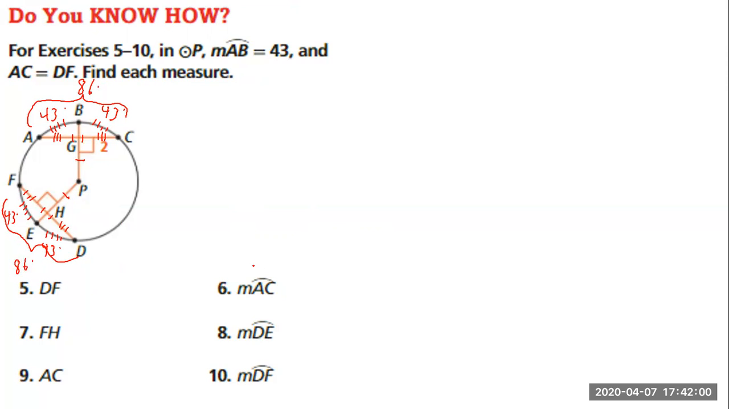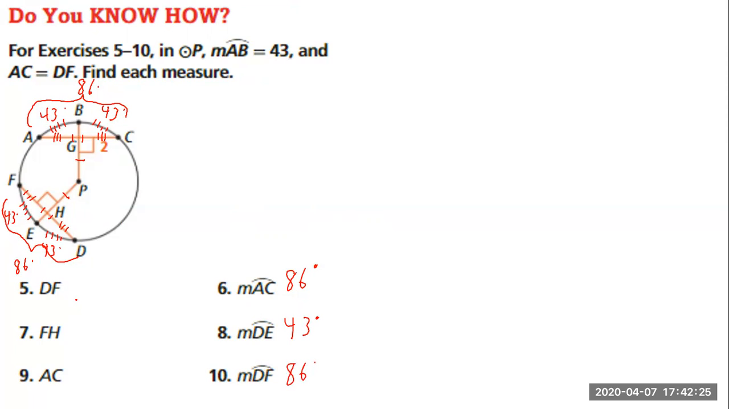So let's look at some of the arcs, because I think we already solved most of these over here, and I was just writing things that were congruent and adding things up. Measure of arc AC. AC, that's the entire span here, that's 86. So this is going to be 86 degrees. DE, that's this little piece, that's going to be 43 degrees. And DF, it's the entire thing again, so that's 86 degrees.